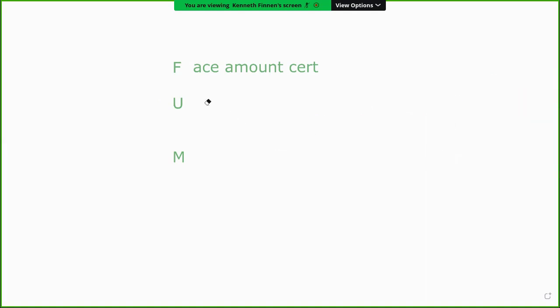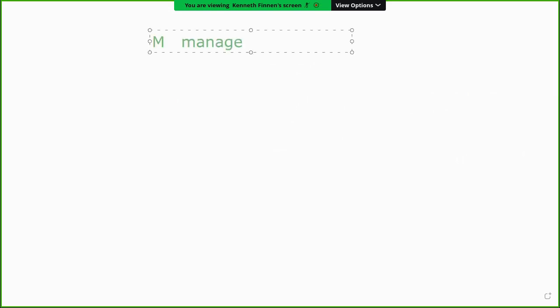Now on to the M. The M. Management companies. I need spell check, or you're really going to think I'm an idiot. Okay. Management companies. There's two types.